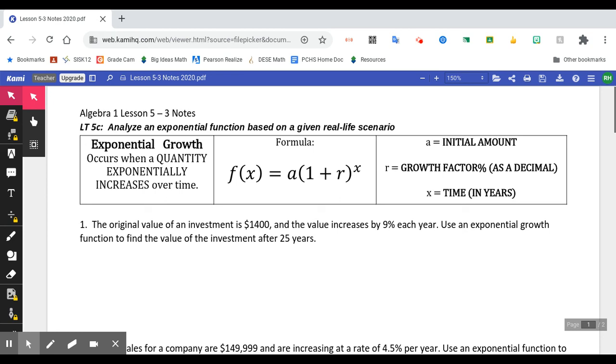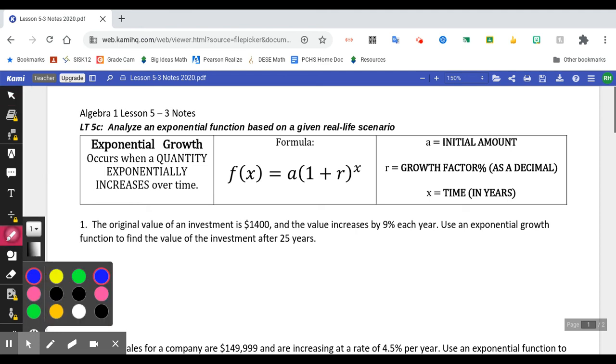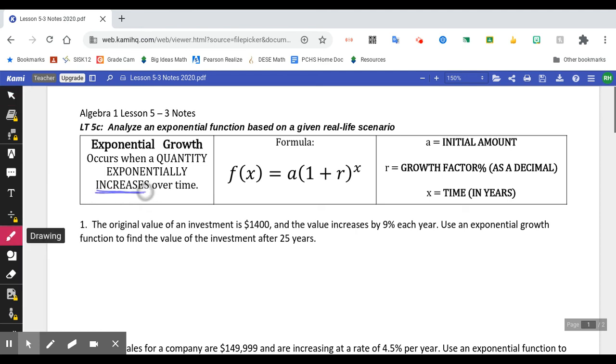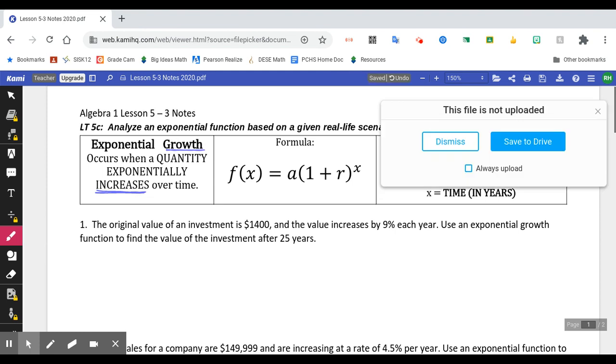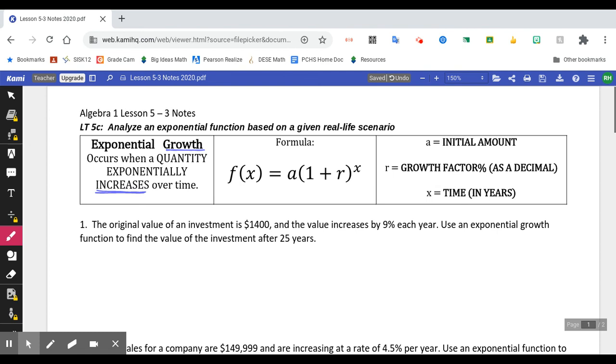Okay. So getting started, exponential growth obviously occurs when something increases over time. So you see this part up here that says increases for growth. Okay. We kind of already talked about that a little bit. This is your formula, and you are going to have to memorize this formula as well as the decay one, and the compound interest one I'll give you on the test.